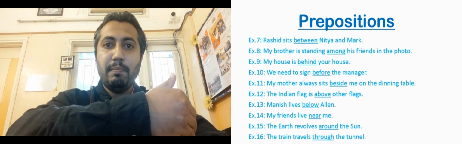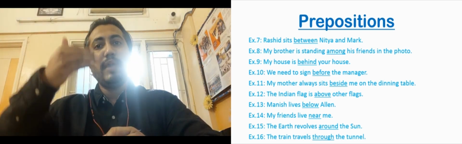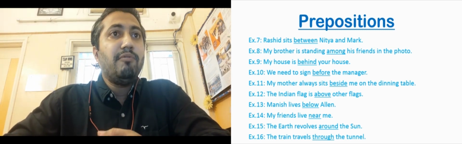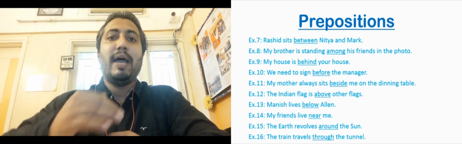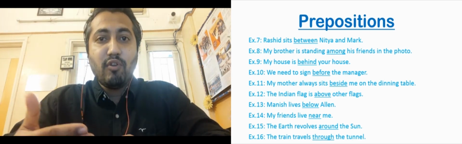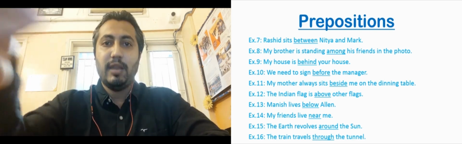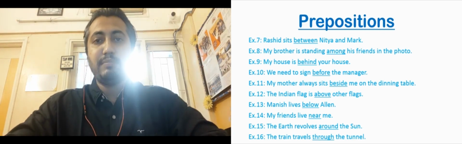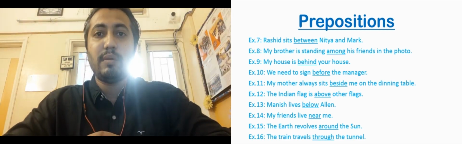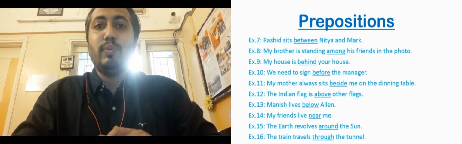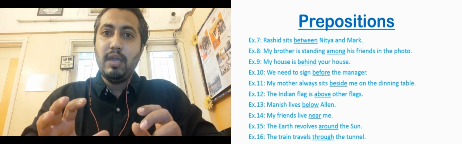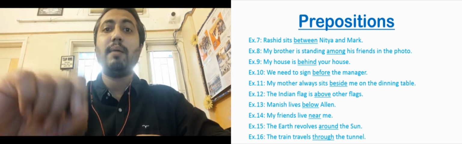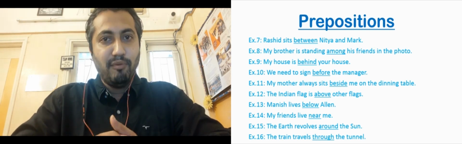Now the next preposition, my house is behind your house. Behind, so a relation between my house and your house, so that is behind, पीछे. Okay, so that is a preposition behind. We need to sign before the manager. Okay, now before, यहाँ पे before means सामने, हमारे सामने. Now I am sitting before the laptop. You are sitting before the mobile or before the laptop to see this video. So in this way, before means सामने होना. So we need to sign before the manager. Manager के सामने sign करना होगा.